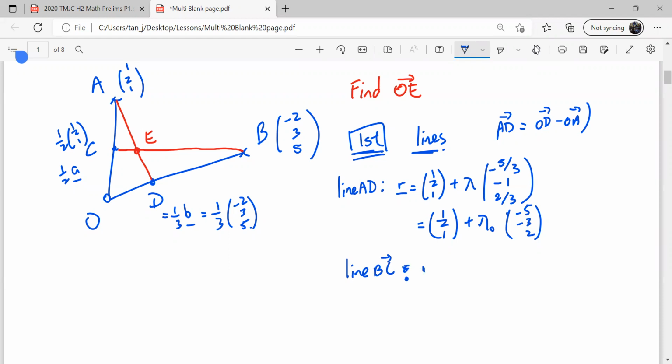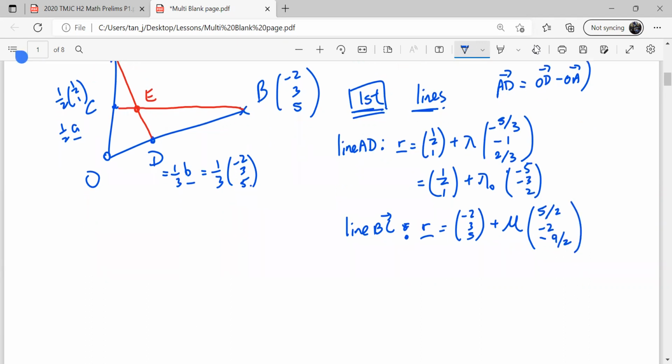Okay, we have r equals (-2, 3, 5) plus mu of BC, which is OC minus OB. Half minus -2 is 5/2. 1 minus 3 is minus 2. Half minus 5 is -9/2. You could also do (-2, 3, 5) plus mu naught of (5, -4, -9).